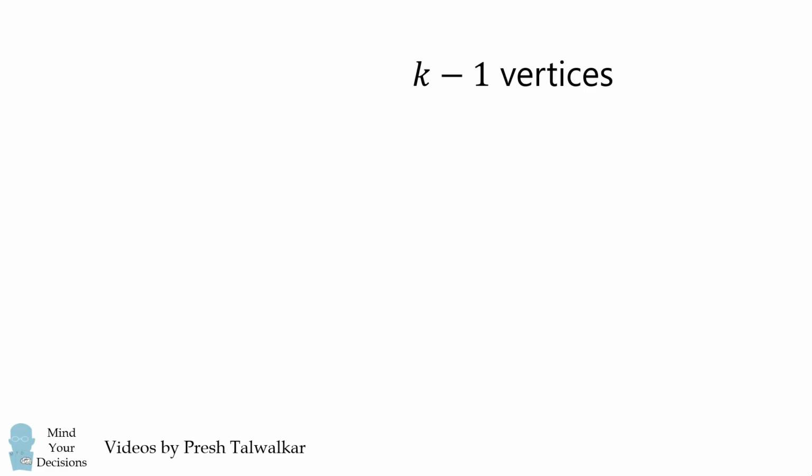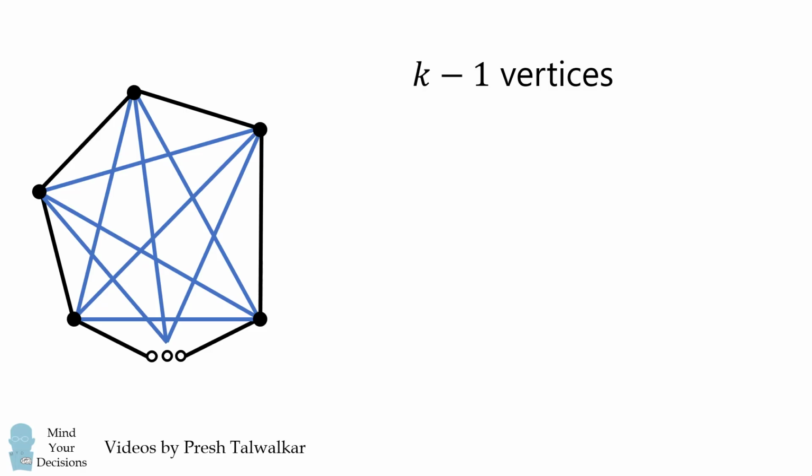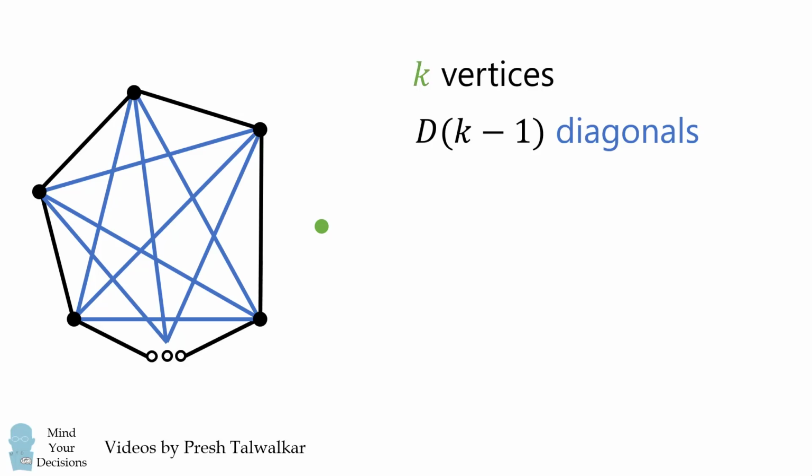So now, let me prove the recursive formula. Suppose we have k minus 1 vertices, and we have a formula that counts the number of diagonals. How many more diagonals will we have if we add one more vertex? That is, if we have a k-sided polygon with k vertices. Well, as before, these three cases will not be diagonals of this new polygon. But every other connection will be a diagonal of the polygon. So we need to add on k minus 3 more diagonals.